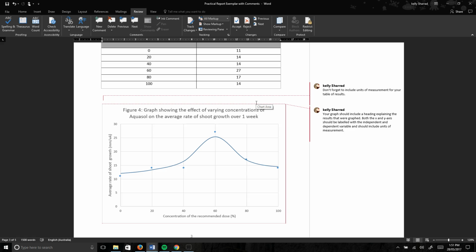And when I say that, I don't mean temperature versus rate of osmosis. I would like you to say the effect of varying temperatures on the mass lost by potato cubes or something along those lines. So be detailed with your title. You need to make sure that you include units on your X and Y axes as well as a label for those axes. So if your concentration was in percent, you would have concentration of sodium solution in brackets percent. And then whatever you chose to measure the rate of osmosis.